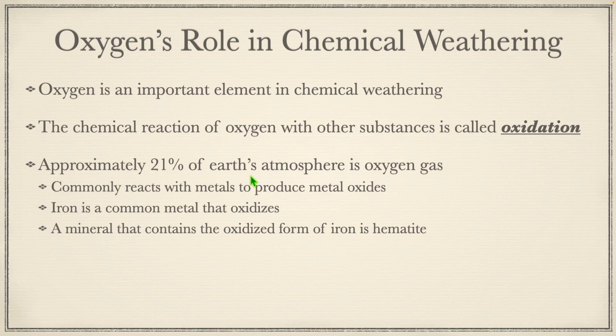Approximately 21% of Earth's atmosphere is oxygen gas. Oxygen commonly reacts with metals to produce metal oxides. Iron is a common metal that oxidizes. We've seen this with rust and things like that. And a mineral that contains the oxidized form of iron is hematite. So you have iron that oxidizes and produces hematite.